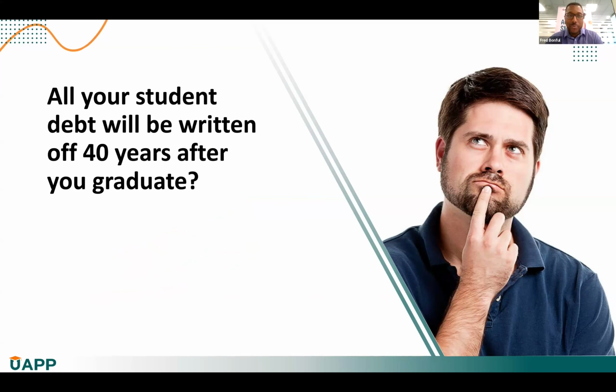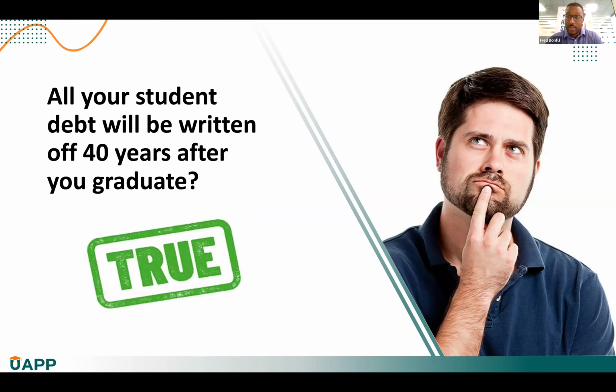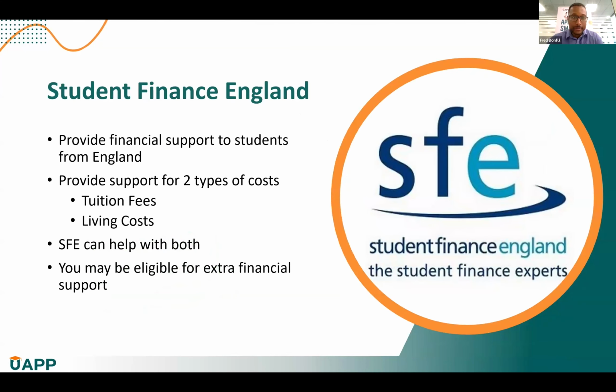All your student debt will be written off 40 years after you graduate. Let's have a look. That is true. Yeah, I don't want to add 40 years to my age now. I think I'll be quite old, but that is true. So it is 40 years, then it will be written off. And so let's get straight into it now.